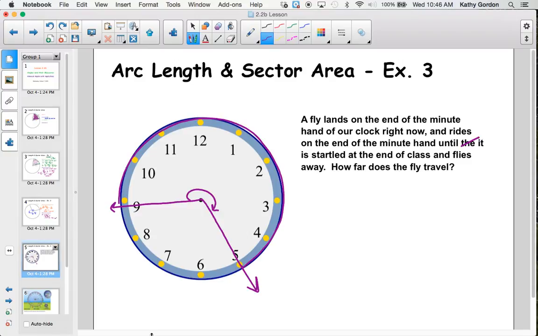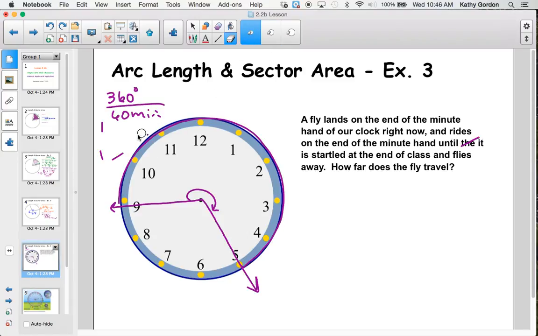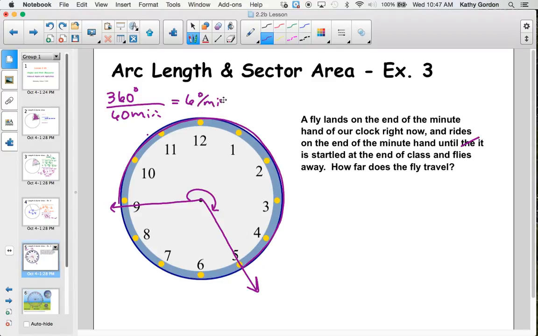So we know that a full circle, in terms of rotation, is 360 degrees. We know that in the situation of a clock, going around the full circle is also equivalent to 60 minutes. So if we divide these two, then we can figure out how many degrees are in each minute. And then from 10:44 until 11:25, how many minutes is that? Take that times our 6 degrees per minute, and we'll have what the angle measure should be.